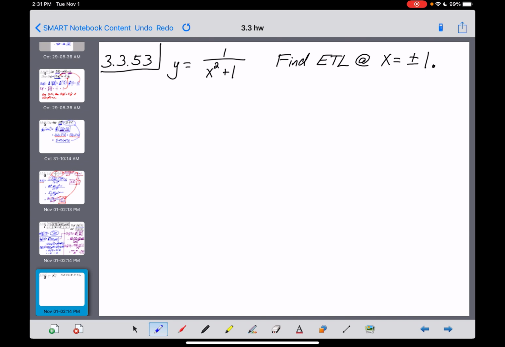But either way, we're going to need our derivative. So to take the derivative of y with respect to x, at least with what we know right now, it's going to require the quotient rule. Later on in this chapter, I believe in section 3.5, we're going to learn a rule called the chain rule, which is actually the better way to handle this. So I might come back to a problem like this when we take notes on that.